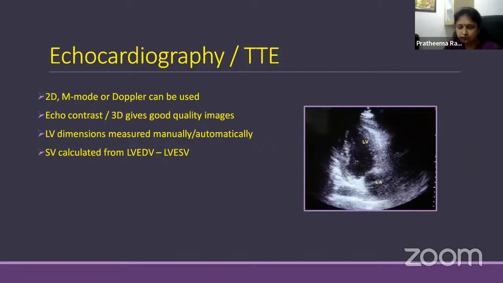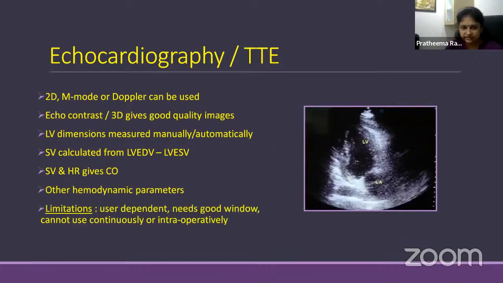We just put the probe into the esophagus, and we see from the back side of the heart. With calculations and measurements, it gives the cardiac output and other hemodynamic parameters. But the limitation is we need a good window. It cannot be kept there for time immemorial. We cannot continuously monitor. We can just keep it for some time till the surgery is over and take it off.